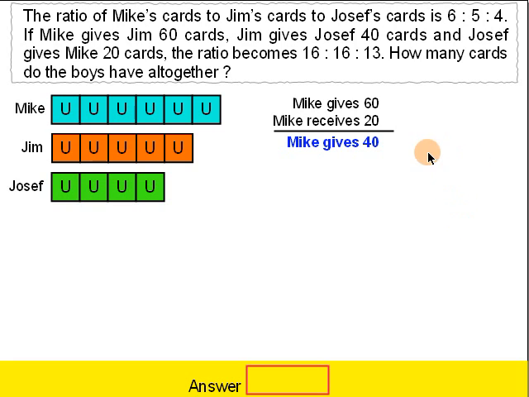Alright, firstly Mike gives 60 to Jim. Mike receives 20 from Joseph. So Mike, in conclusion, gives away 40.